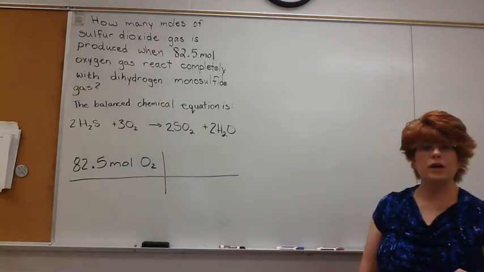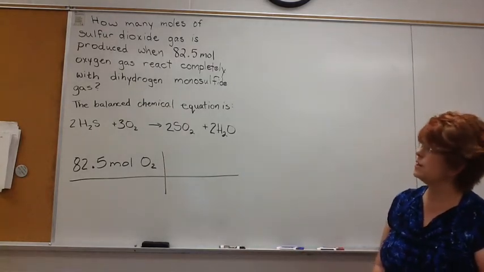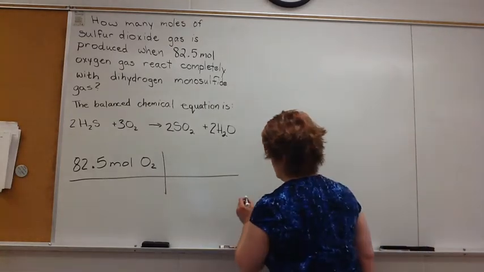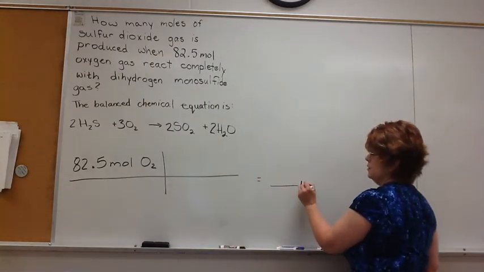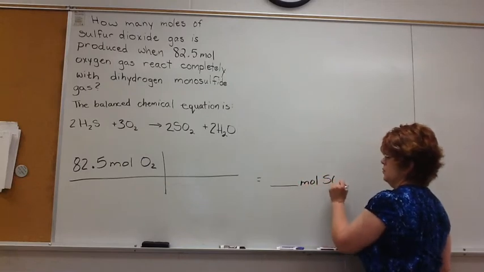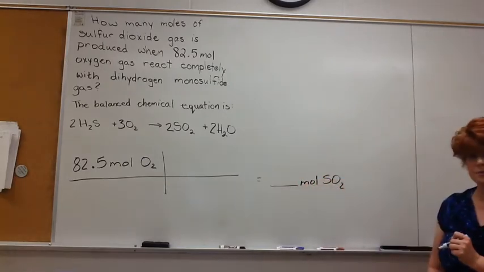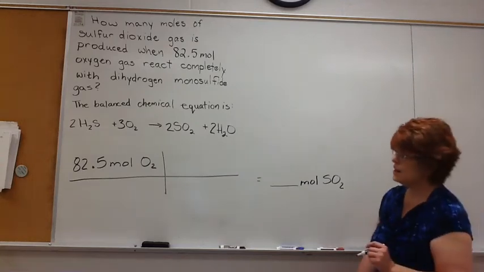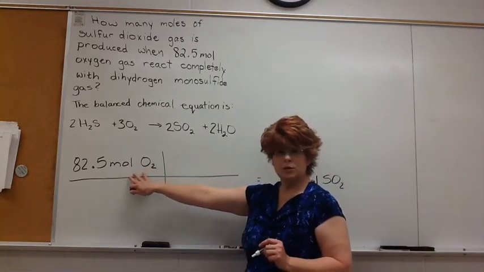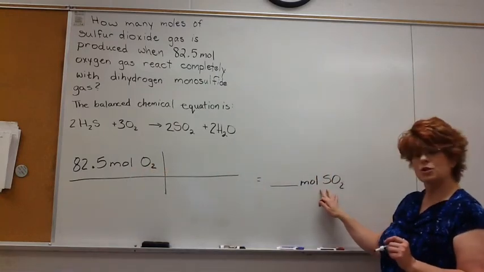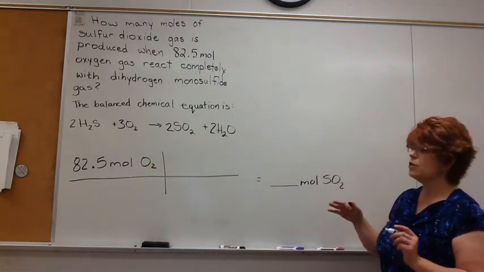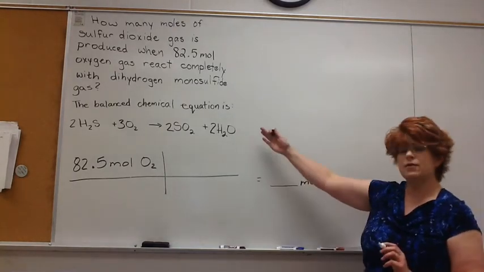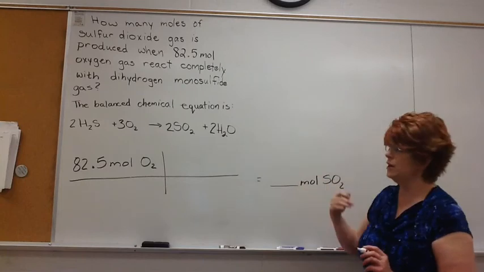And then think about what you need for an answer for units. It asks how many moles of sulfur dioxide gas. So in the end equals blank moles of sulfur dioxide. So thinking about the units, I can see that I need to cancel out moles of O2 and then have for my answer moles of SO2. I can go directly from moles of one substance to moles of another substance whenever I have a balanced chemical equation.